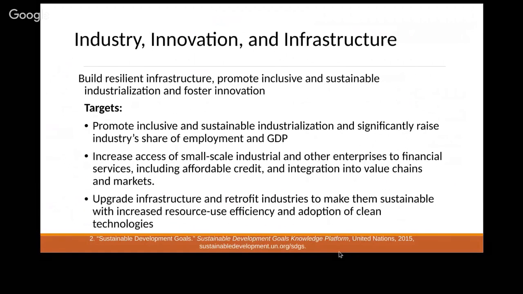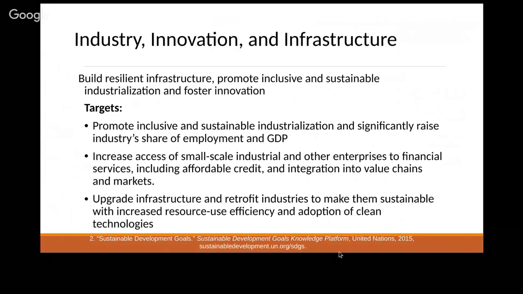The next goal we will discuss is the Industry, Innovation, and Infrastructure Goal to build resilient infrastructure, promote inclusive and sustainable industrialization, and foster innovation. The targets to achieve this goal are to promote inclusive and sustainable industrialization and significantly raise industry's share of employment and gross domestic product. This can be done by increasing access to small-scale industrial and other enterprises, in particular in developing countries, to financial services, including affordable credit, and their integration into value chains and markets.